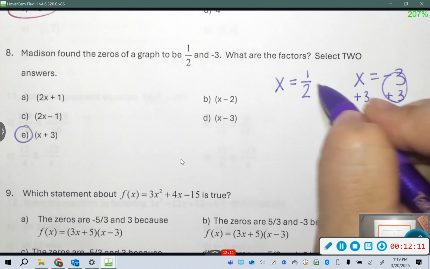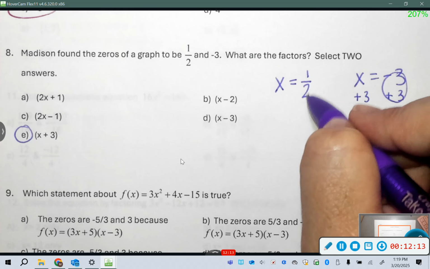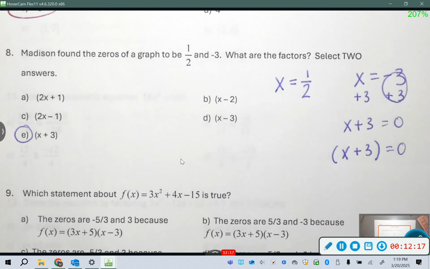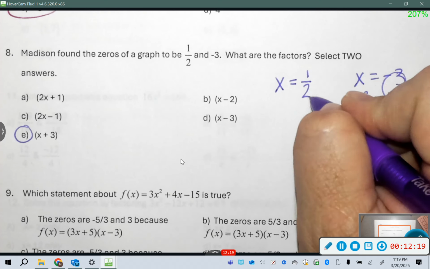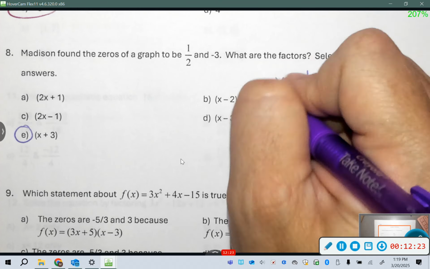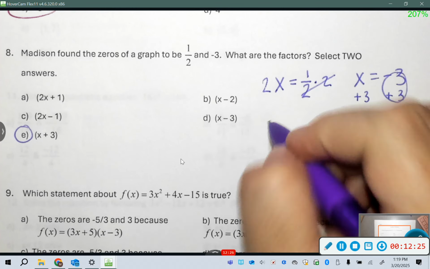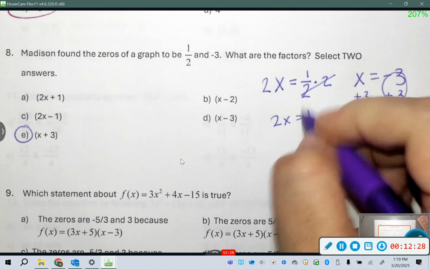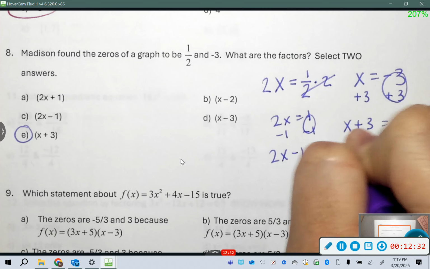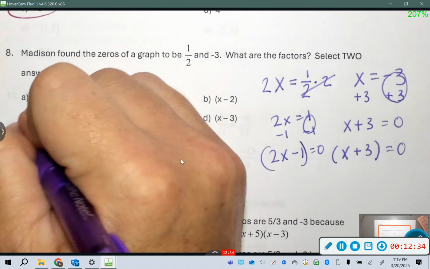And then my other one, well, this is a fraction, and we have to get rid of the denominator before we subtract. So we've never had a fraction in a factor. None of my options have a fraction. So remember, divide by 2. That's what this fraction means, divide by 2. So the opposite of dividing by 2 is multiplying by 2. And now I have 2x equals 1. Minus 1, and I get 2x minus 1 equals 0. So there's my other factor.